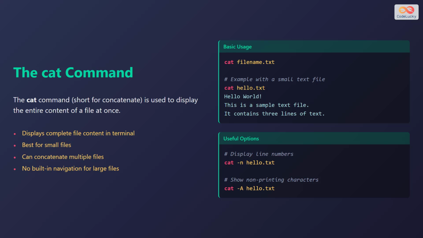Some useful options are: to display line numbers, use cat -n hello.txt. To show non-printing characters, use cat -A hello.txt.